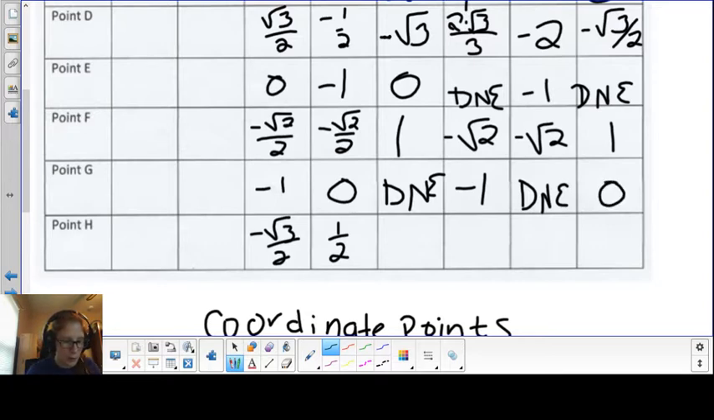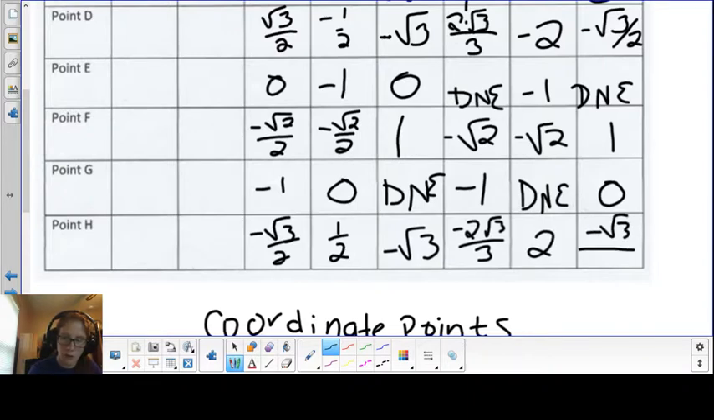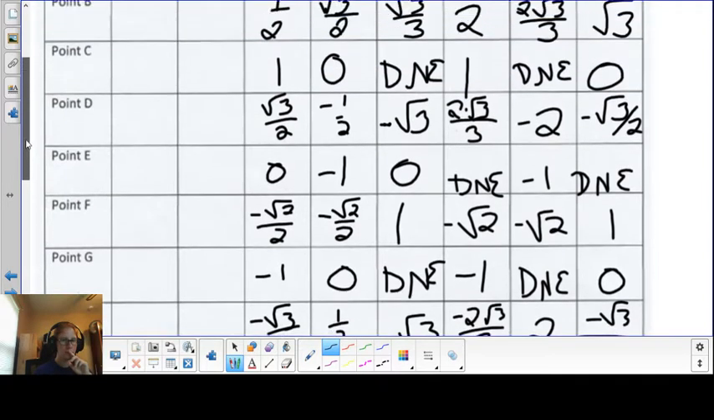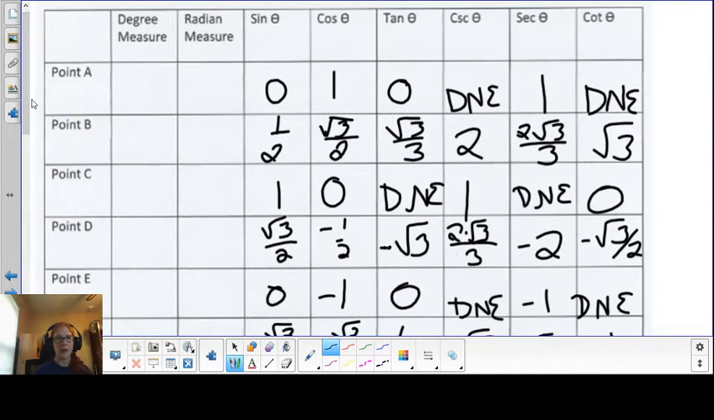And last one, point H. I've got negative √3, negative 2√3 over 3, 2, and negative √3 over 3. Woo! Got a good old majority of that chunk done. Now let's go ahead and figure out my degrees and my radians.